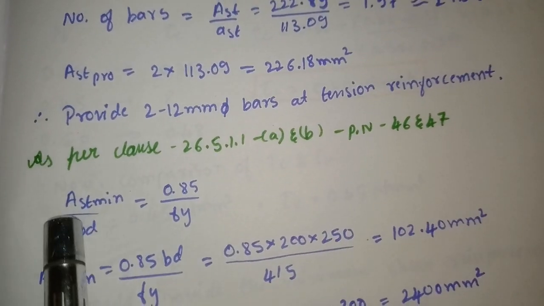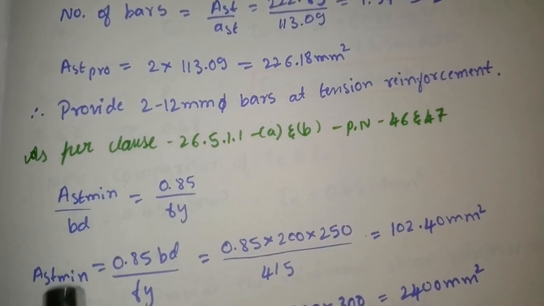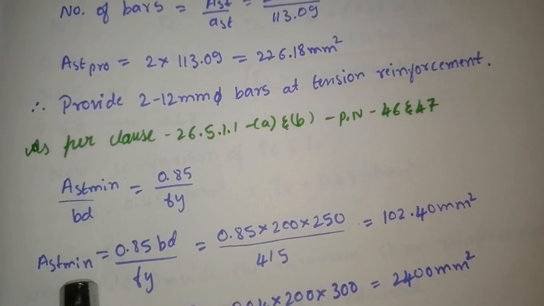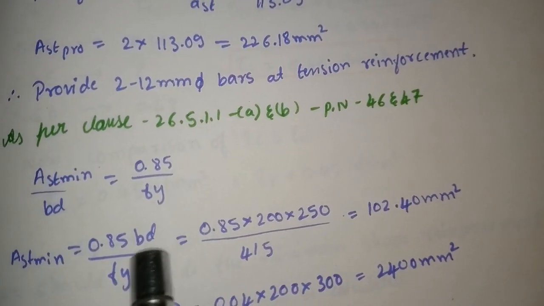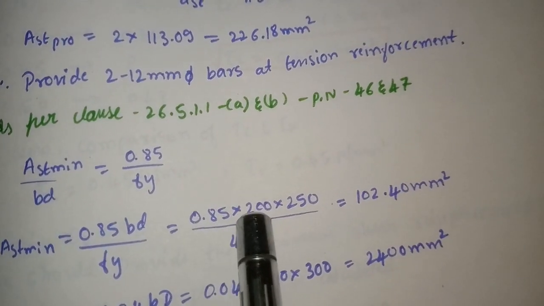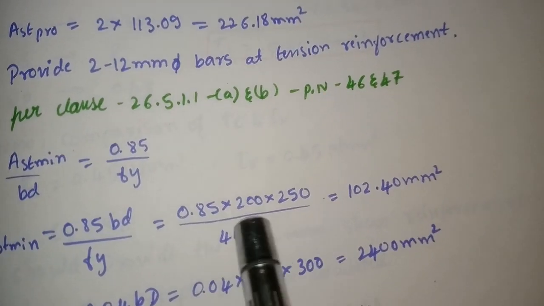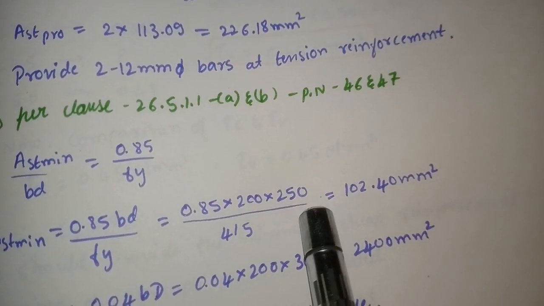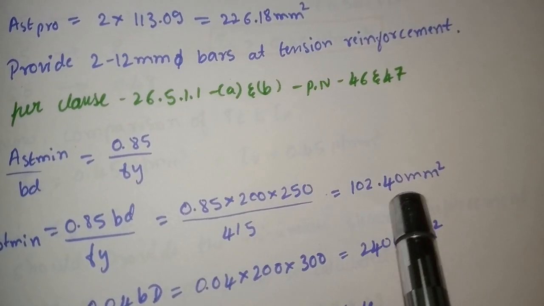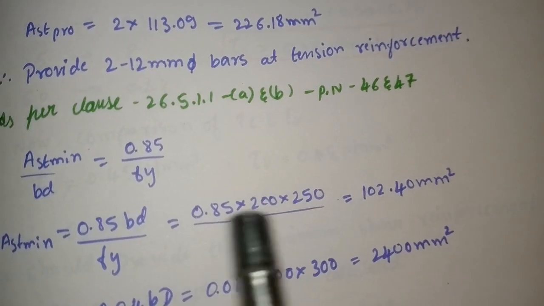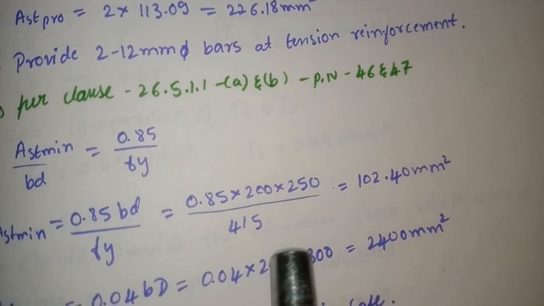Now we are going to calculate the AST minimum, so I have moved B and D to here. AST minimum is equal to 0.85 B into D divided by Fy. So substitute all the values: 0.85 into our B value is 200 and D value is 250, Fy is 415. After simplifying, we'll get our AST minimum value 102.40 mm square. On this particular B and D, we got our AST minimum value as 102.40.